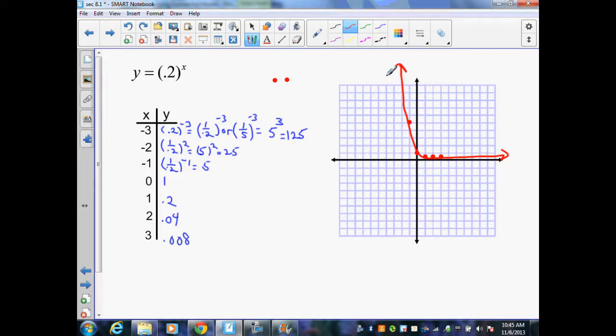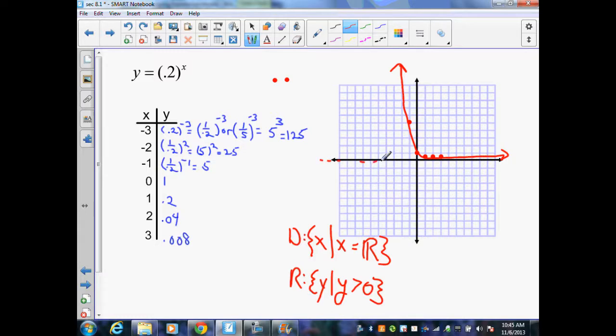Then I can find my domain, which x will be all real numbers again. My range, which is y is greater than 0, which also tells me my asymptote is going to be, again, at y equals 0. Therefore, my decay function will not intersect or even touch my x-axis, which is y equals 0.